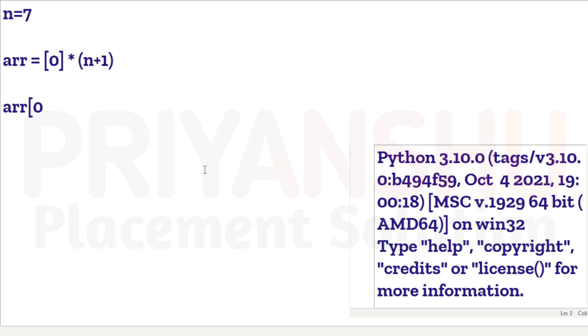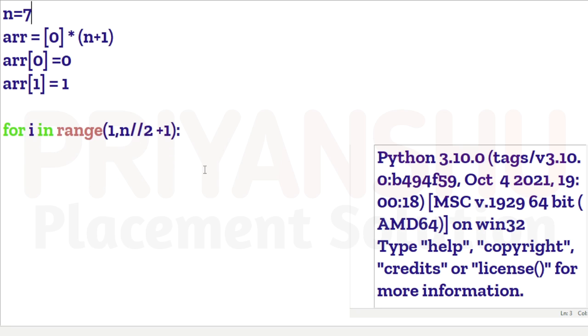What is the value of arr of 0? Equal to 0. Yes, and arr of 1 is nothing but 1, right? Now guys, I am executing a for loop for i in range from the first index to n divided by 2 plus 1. Why? Because we have two statements, for even and for odd.